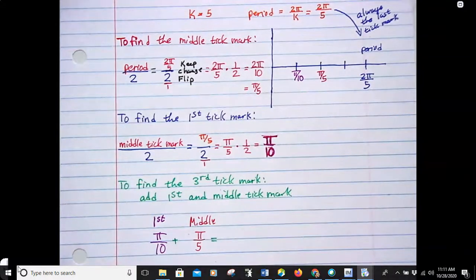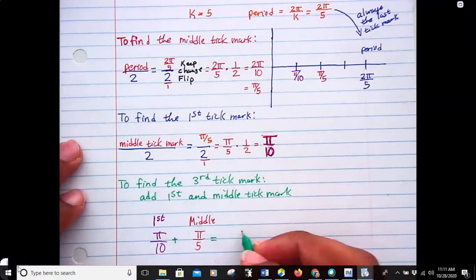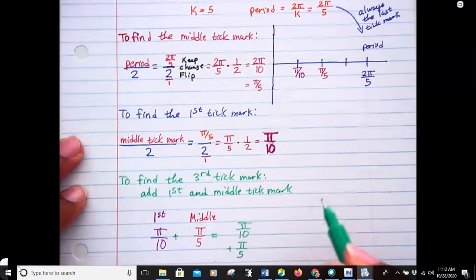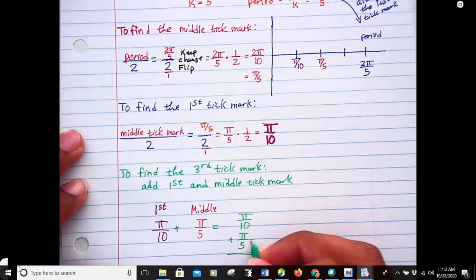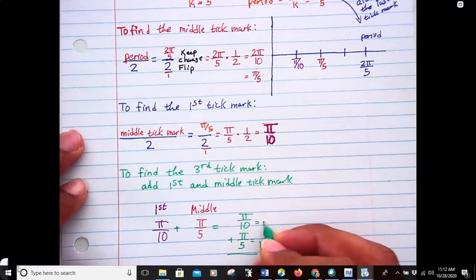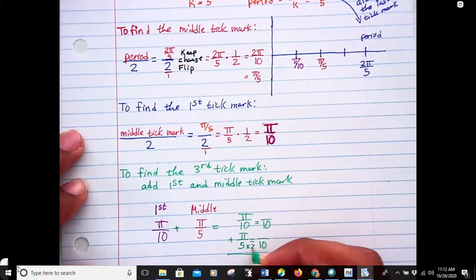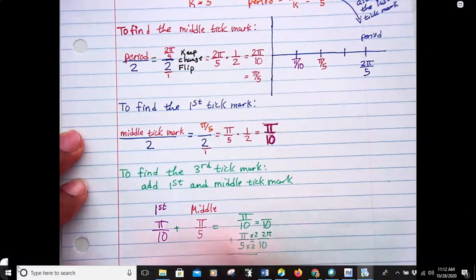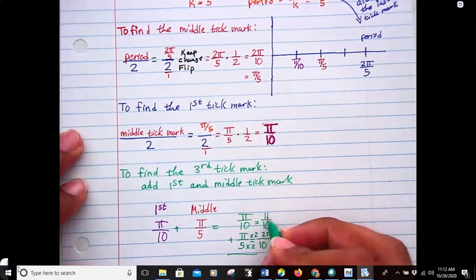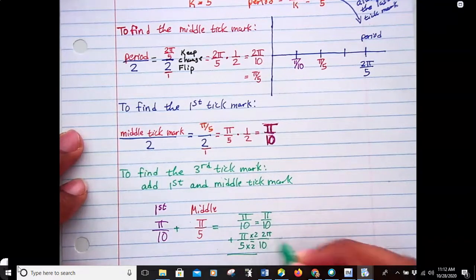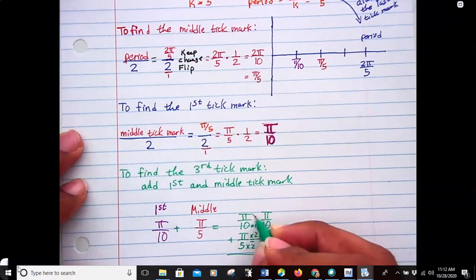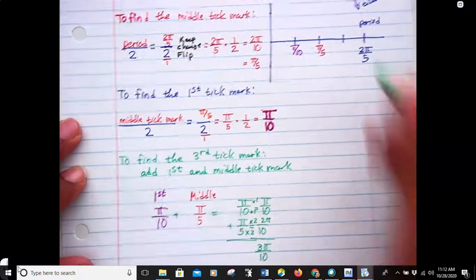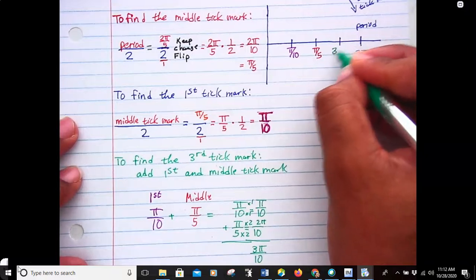And remember, in order to add them together, they have to have a common denominator. So I'm going to do that really quick. Multiply this by 2, multiply that by 2, to give us 2 pi. Between 5 and 10, 10 is the common denominator. So multiply 5 by 2 to give you 10, and then multiply 10 by 1. All right, so we add them together and we get 3 pi over 10. And so that is our third tick mark.